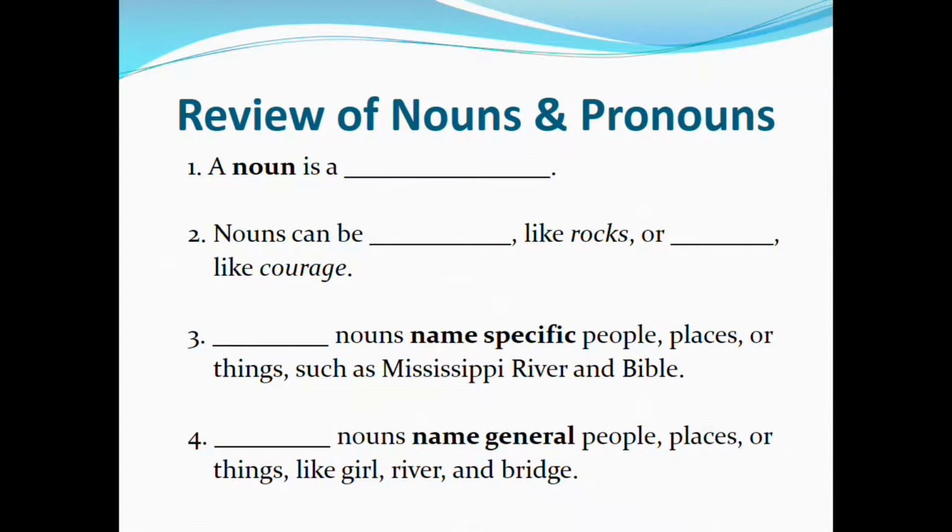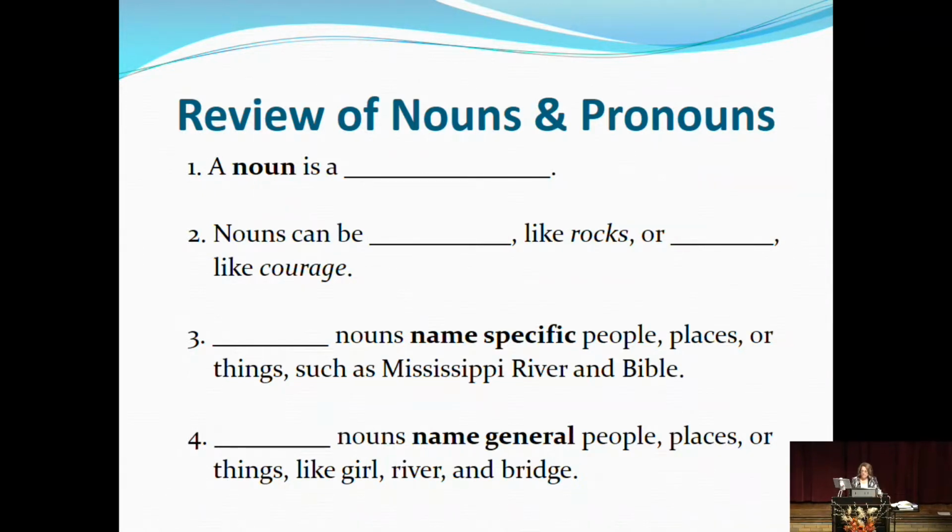And anybody on the offsite can come in as well with this if they like. How would you define it? A person, place, thing, or idea is how we defined it. And nouns can be put into 2 categories. What would be considered the word rocks? That would be what type of noun? It's an object, so it would be a concrete noun, right? Concrete noun. Or like courage, that's an idea, that would be considered a what type of noun?